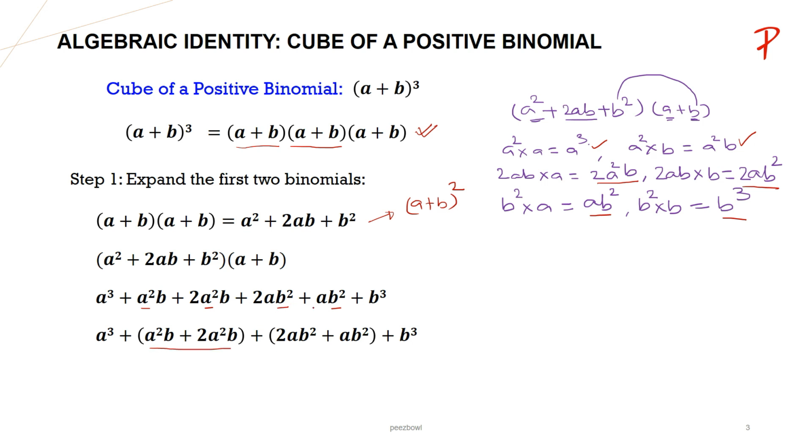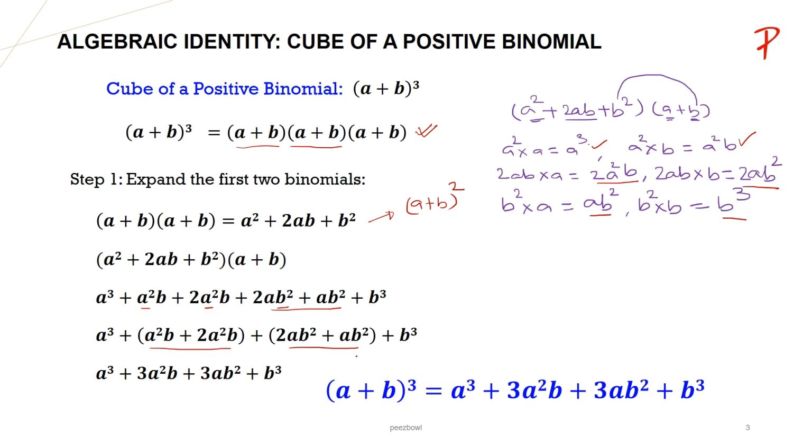And 2ab² + ab² are two other like terms which we group here. Now the identity becomes a³ + a²b + 2a²b is 3a²b. Then plus 2ab² + ab² is 3ab², and after that we have b³. So (a + b)³ is equal to a³ + 3a²b + 3ab² + b³. And this is called the cube of a positive binomial.